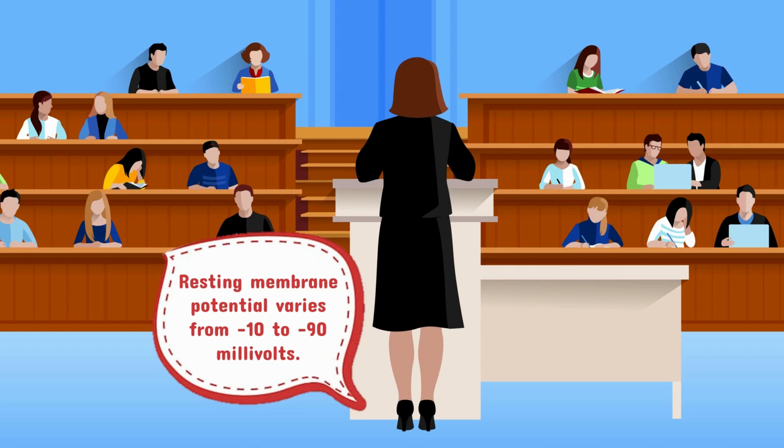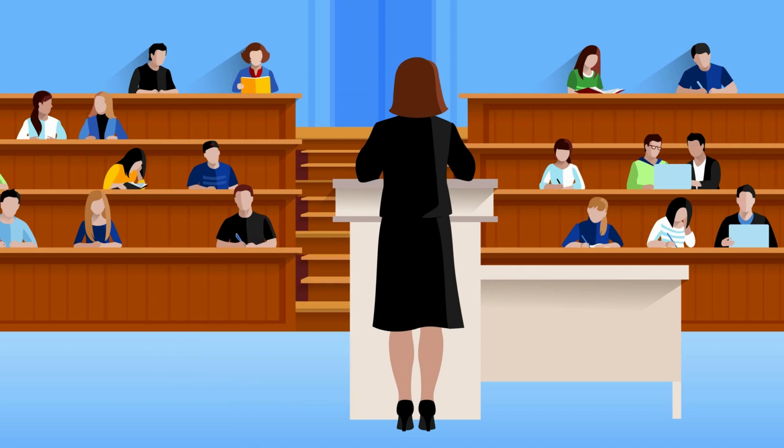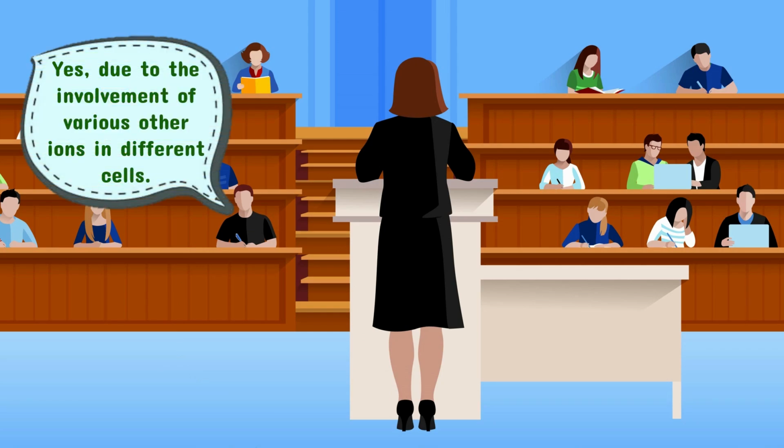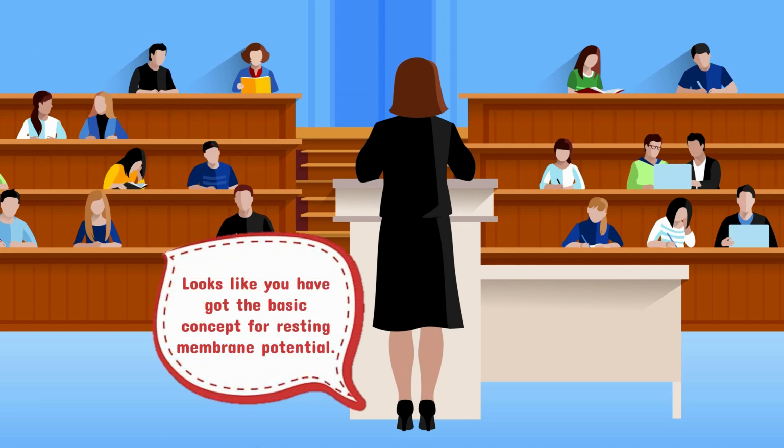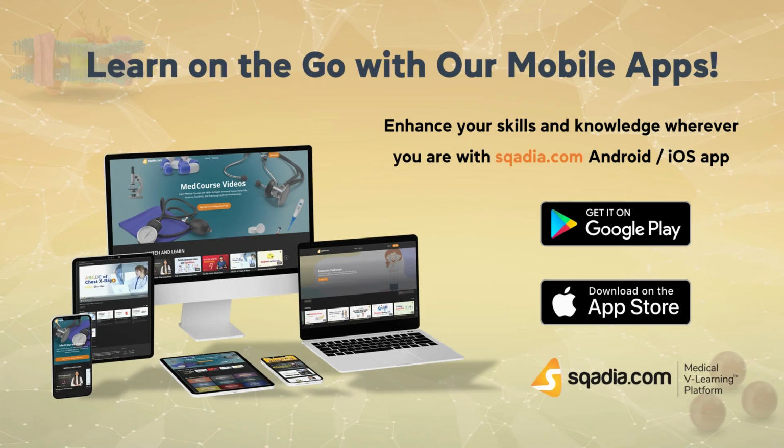You know the reason for it, right? Yes, due to the involvement of various other ions in different cells. It can be calculated by the Goldman equation, which we will learn in the next video. Looks like you have got the basic concept of resting membrane potential. Hope you'll do great in your exams. I will also be joining your class for action potential. You're always welcome.